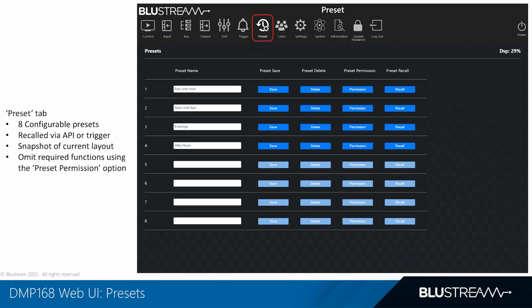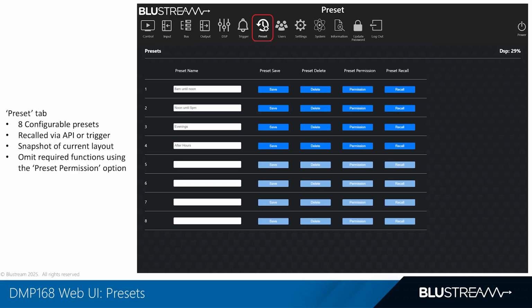Here we've got the preset tab, and the DMP168 includes 8 presets. So think of these as snapshots of your system. A preset saves the full config, inputs, outputs, volume levels, EQ, and more, so you can instantly return to that setup later. You can also fine-tune what gets saved by adjusting the permissions, which lets you exclude specific options if needed.